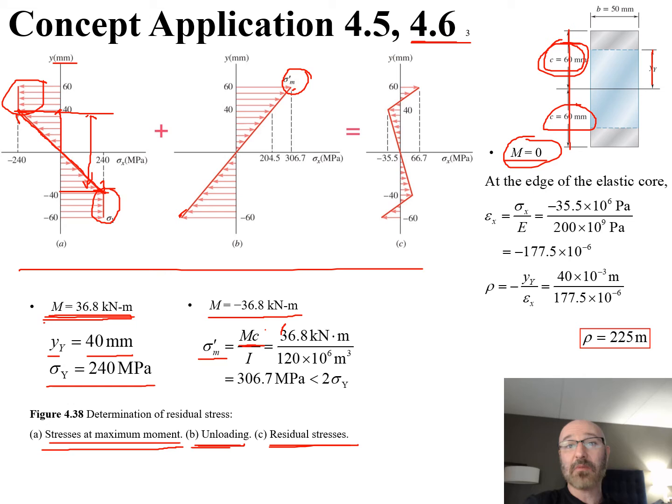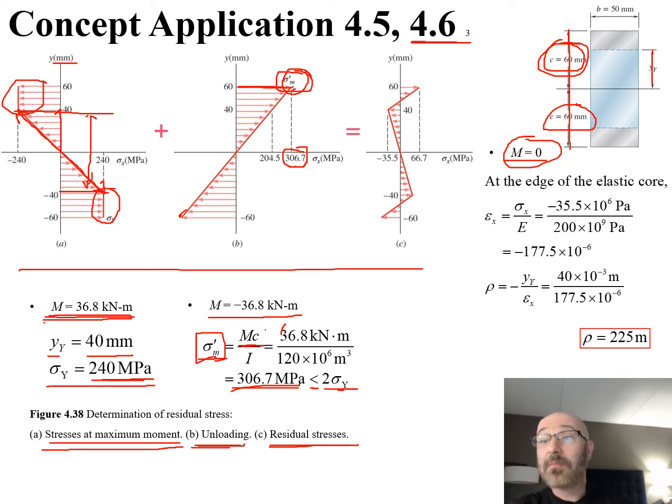So we can plug all that in. We find for that relationship, when we plug in our known values, our sigma prime m is equal to 306.7 megapascals, which is less than 2 times our sigma y, which would be 480. So we can see we can do this okay. At 60, the total sigma prime m is 306.7, that we're seeing down here on this x-axis.